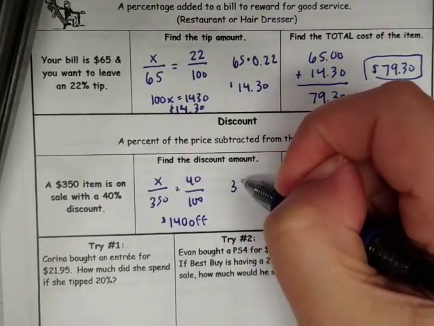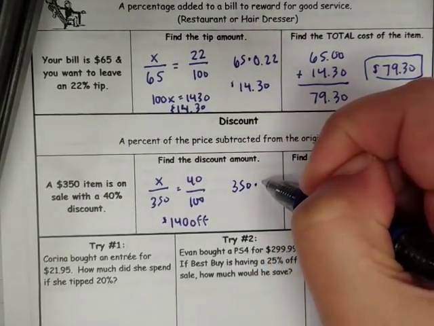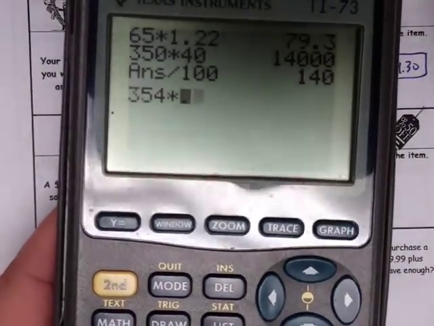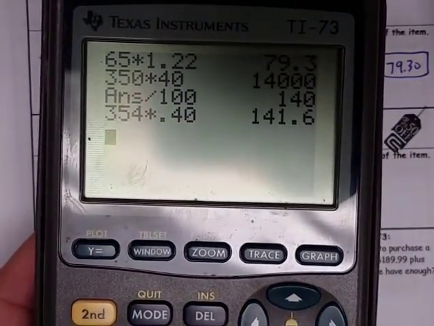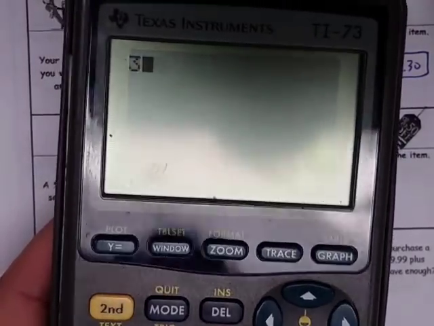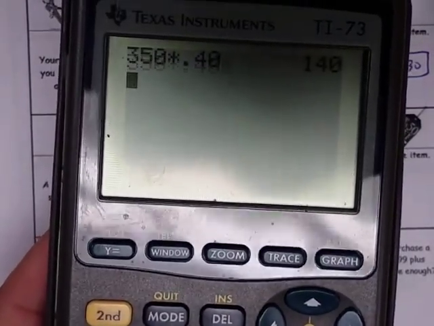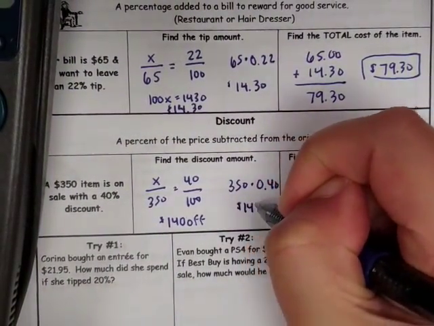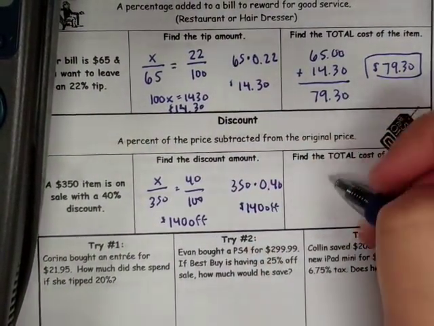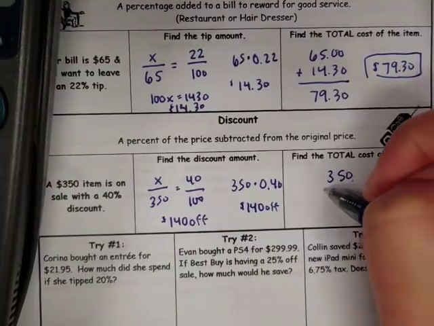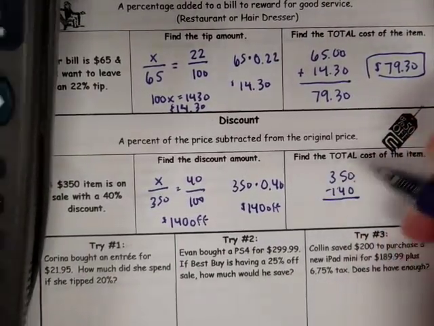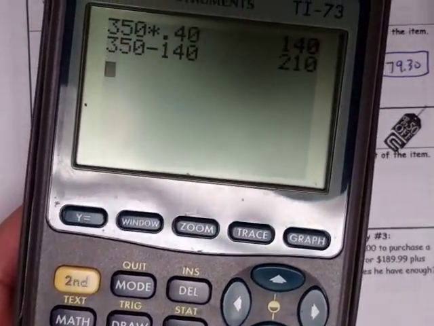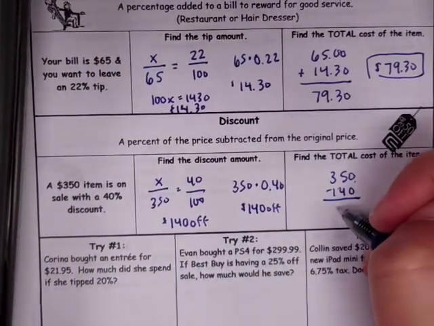Another way to do it is you could do 350 times 40%. So 350 times 0.40 gives me $140 off. So both ways get you $140 off. And then you're going to take 350, and this time you're actually going to subtract the 140, and then I'll show you the shortcut to this one as well. So 350, take away 140, gives me $210.